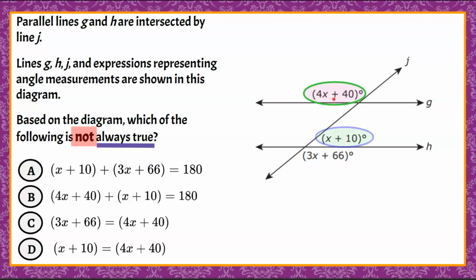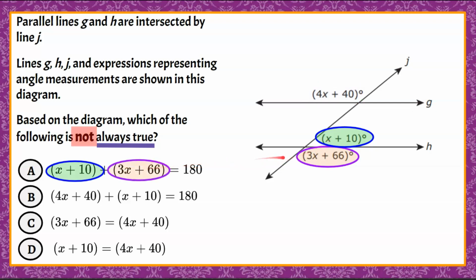I think it's going to be easier to look at these color-coded. So we'll do this pink and green, green and blue, and this purple and orange. So now let's go to A. We have x plus 10, which is our blue, and 3x plus 66, which is our purple and orange. So we're going to look at just these two. We're not going to think about 4x plus 40 right now.